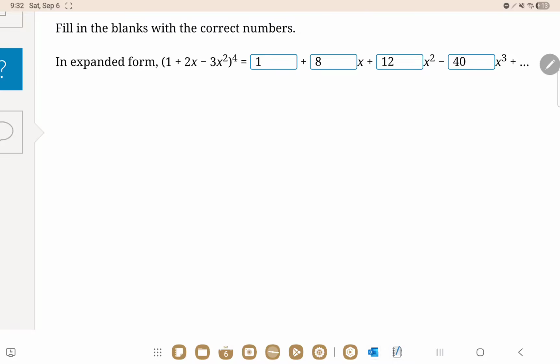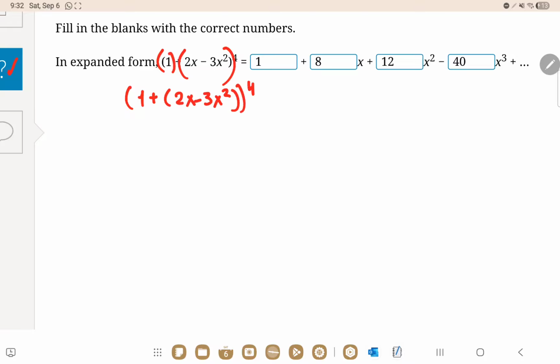Now, we here have a bracket with 3 values in it. Whenever we see 3 values, you can't actually apply binomial theorem for 3 values. So you need to group 2 values. So I'm gonna keep 1 alone and 2x minus 3x squared alone. So our new equation would be 1 plus 2x minus 3x squared as one value alone to the power of 4.